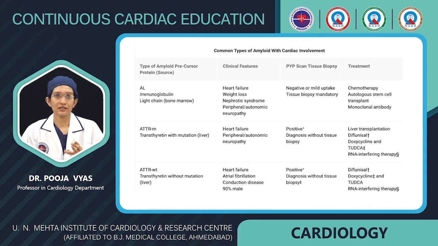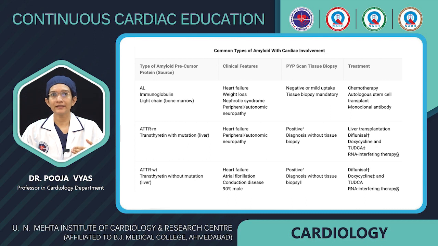There are various types of amyloidosis which affect the heart. One is the AL type of amyloidosis, the light chain type, where the precursor protein is found in the bone marrow, and clinical features are heart failure, weight loss, nephrotic syndrome, peripheral neuropathy, and autonomic neuropathy. The PYP scan, the technetium pyrophosphate scan, is negative, or there will be mild uptake, and the treatment is also different, which we will discuss later on.